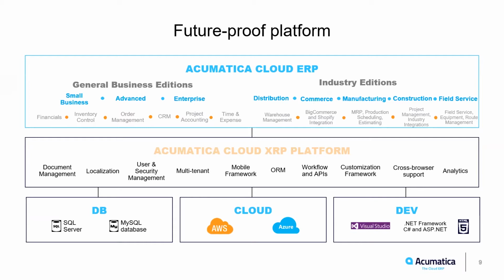One of the really unique things about Acumatica is that not only do you get the software and the applications that are on that top level, you also get the platform, which means that you can create and customize the system to meet your unique needs, and many businesses have done that. And then, of course, supporting all of that is the database, our cloud partners, and then the development tools. And you'll notice that Acumatica doesn't have a proprietary development tool. They use very common, very well-known development tools to build Acumatica, and you can do the same.